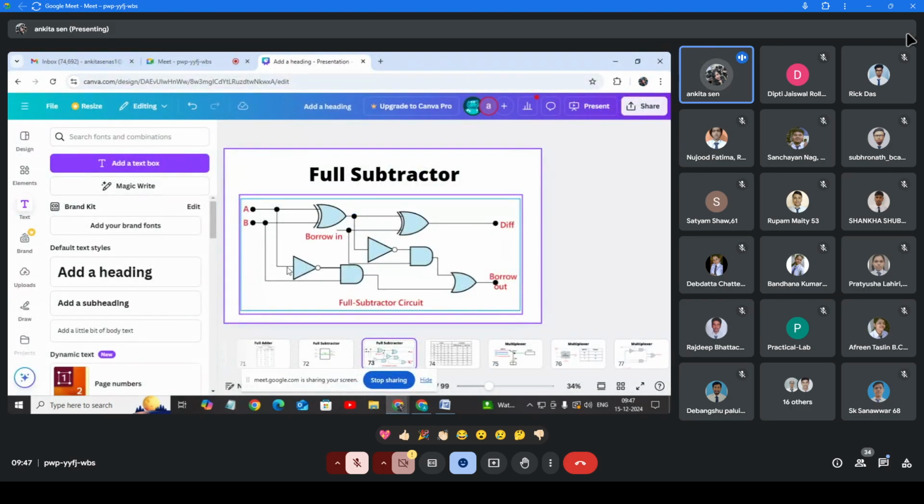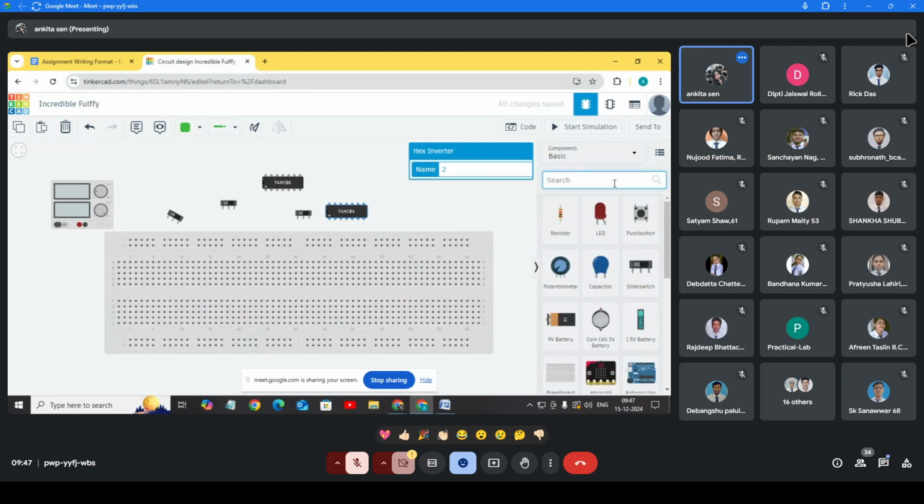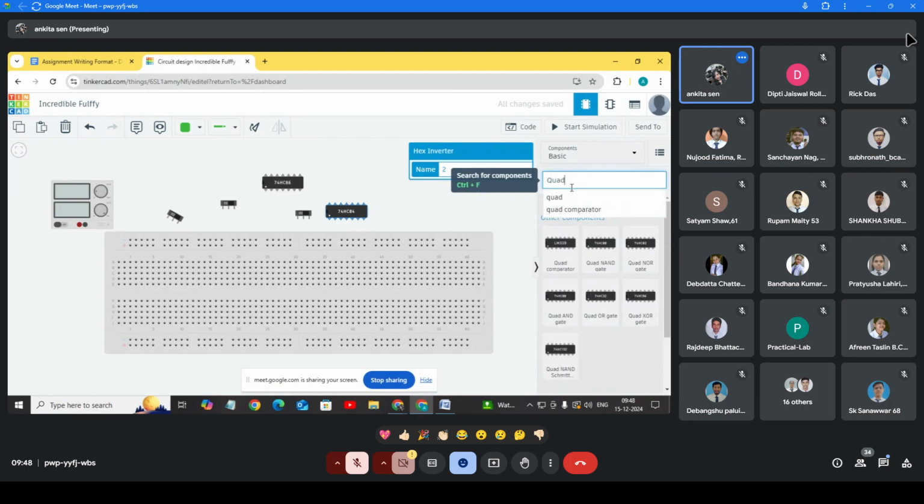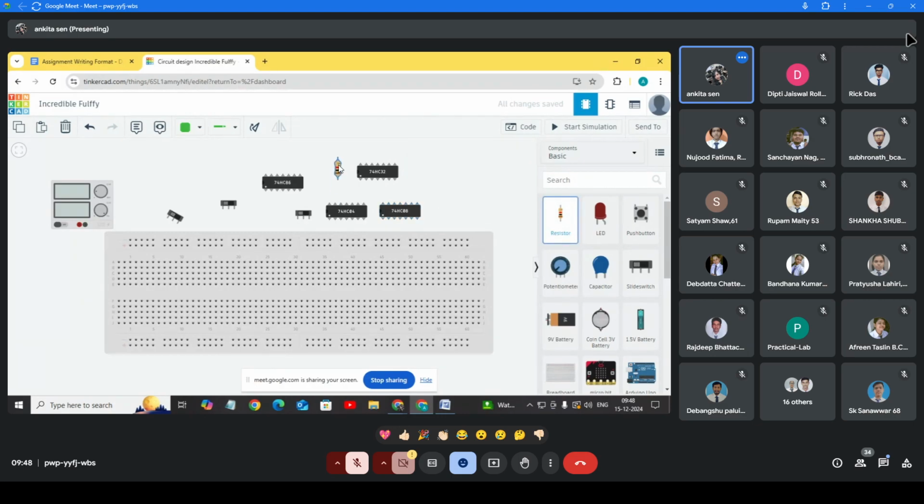Okay, two XOR gate done, two NOT gate done, two AND gate, one OR gate. Okay, done. So next, need to place it.